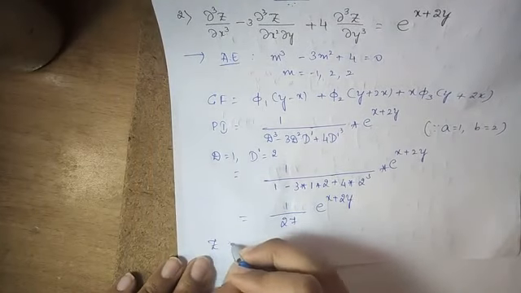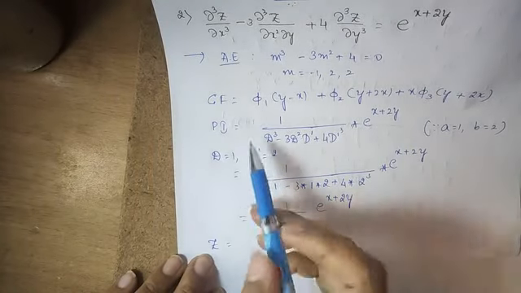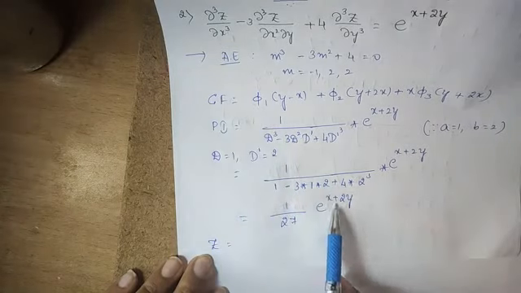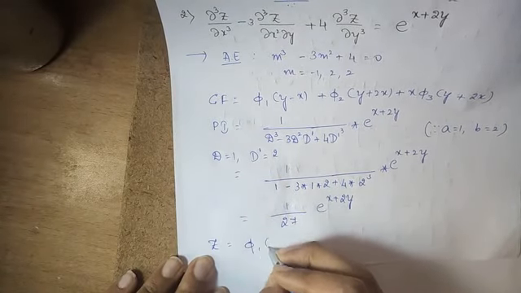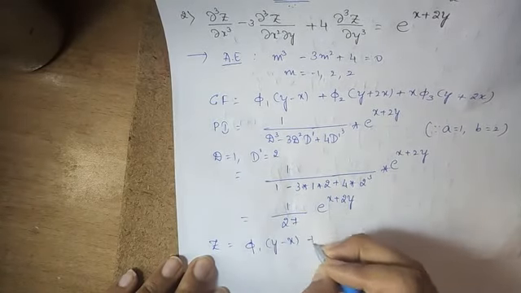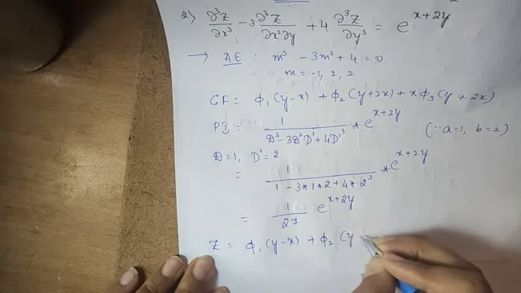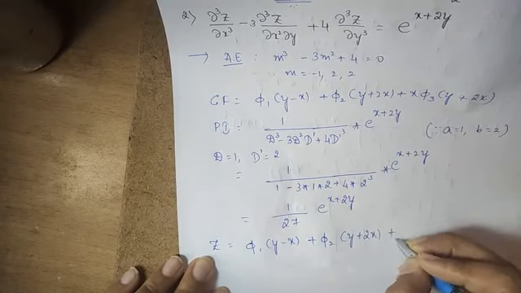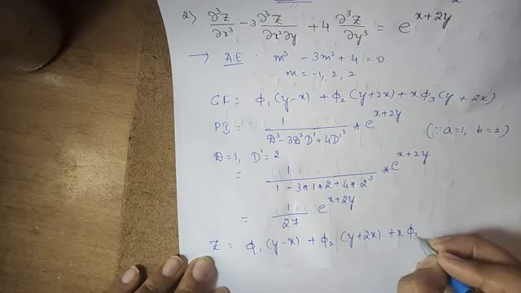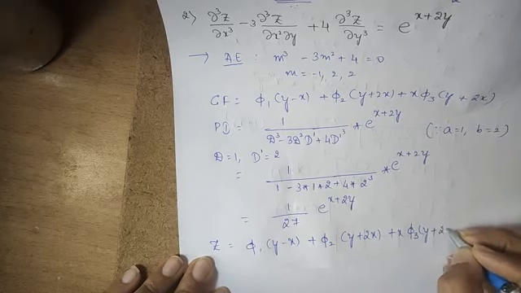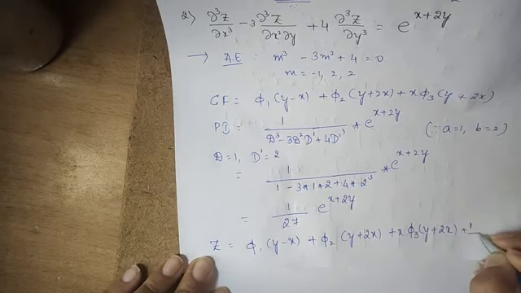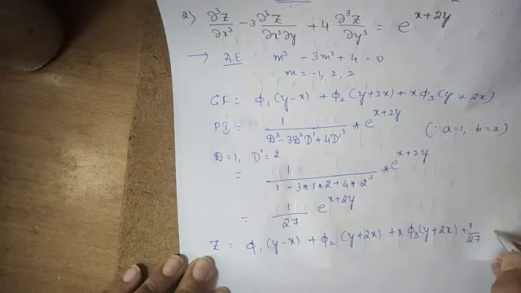So the complete solution will be complementary function plus particular integral, that is phi 1 of y minus x plus phi 2 of y plus 2x plus x into phi 3 of y plus 2x plus particular integral, that is 1 over 27 into e power x plus 2y.